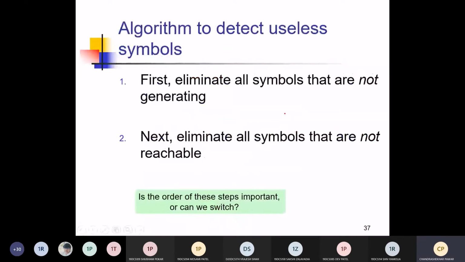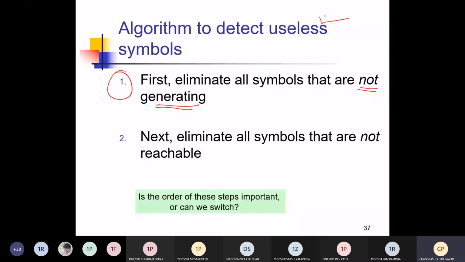So what is the order of detection? First the generating symbol, then the reachable symbol, or first the reachable symbol, then the generating symbol? First we need to eliminate all the not generating symbols. It is the first. So please remember this sequence to detect the useless symbol. We have solved some examples yesterday. These are the simple examples.